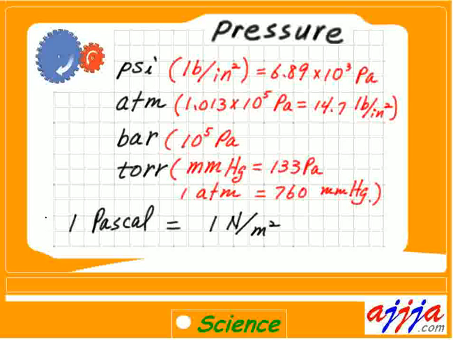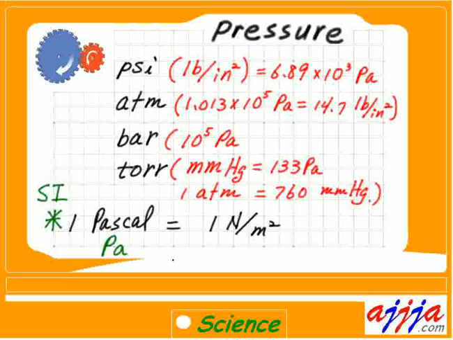The first one, let's talk about the Pascal. One Pascal is the SI system, which is the standard, the International System of Units. This is the most important one, and we call it Pa. One Pascal is 1 Newton of force over a square meter. So for every square meter, we use 1 Newton. That's what we call a Pascal.